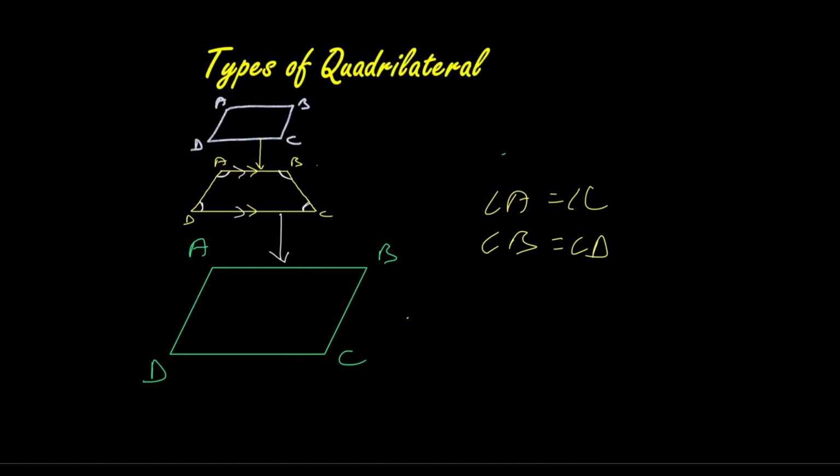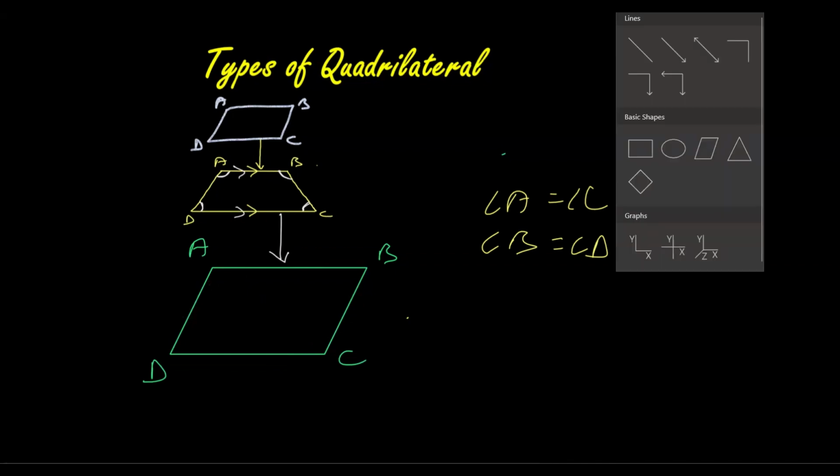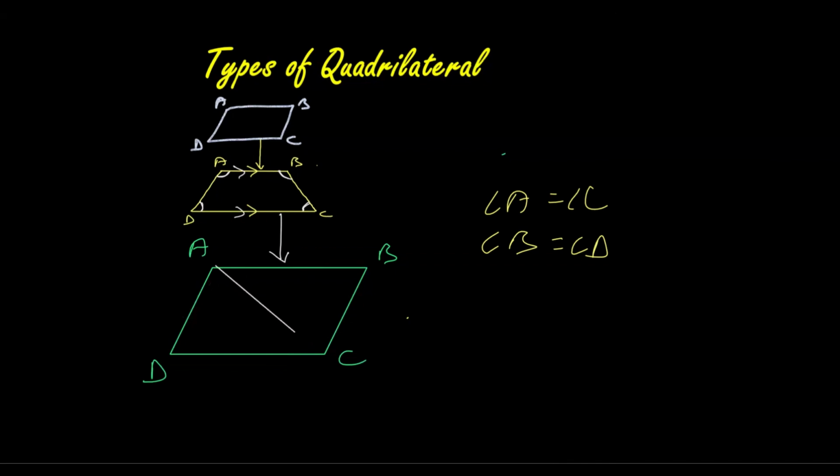If I draw two diagonals here, I join AC and BD. So if I join this, say this is the point of intersection. In that case, AO is equal to OC and OB is equal to OD. That's what it means to say that diagonals bisect each other. So this is the other characteristic of parallelogram.